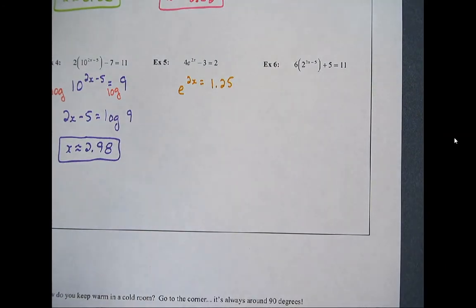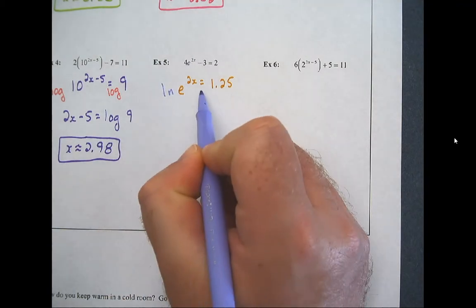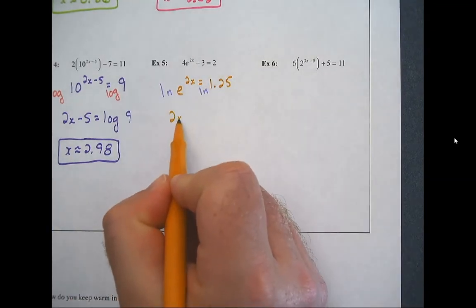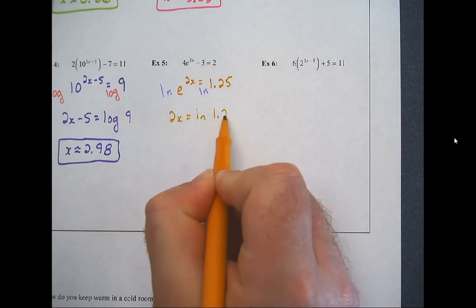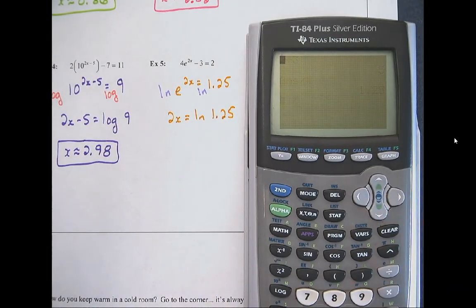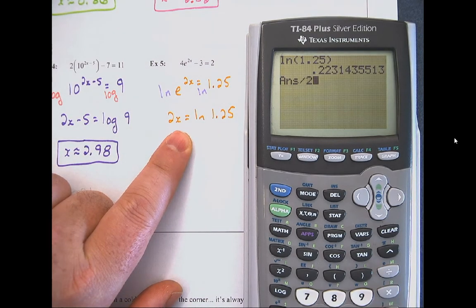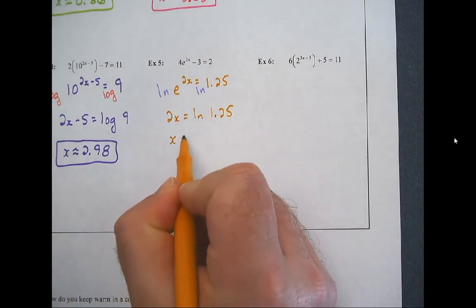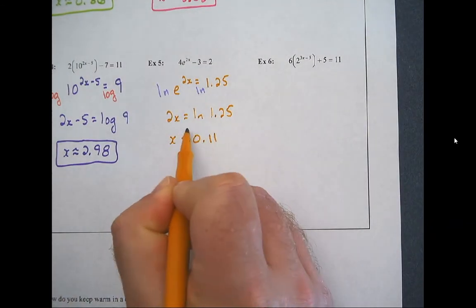Who's keeping x from being by himself? 2 and e to the. So who's farther away? e to the. What kills e to the? Natural log. So I would natural log here and natural log here. So I now have 2x equals natural log of 1.25. And I would do the rest of this on my calc. Natural log is nice because we have a button for it. Natural log of 1.25, and who's keeping x is 2 connected by mult, so I would divide. I would get 0.11. x is approximately 0.11.